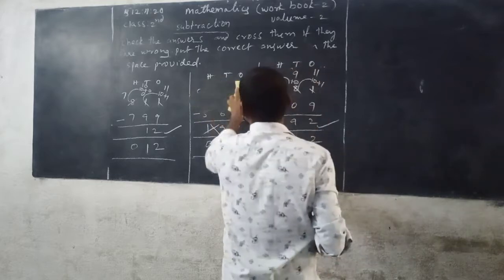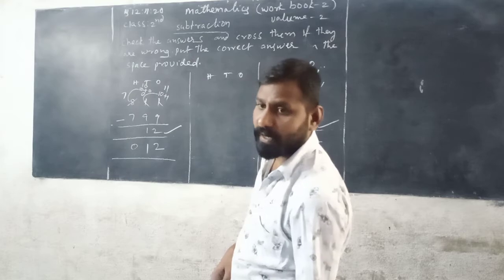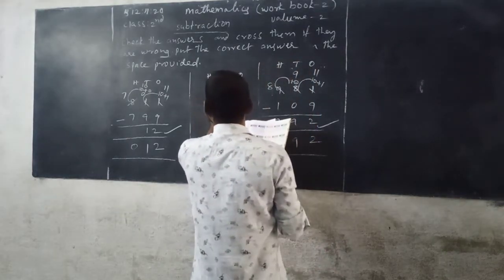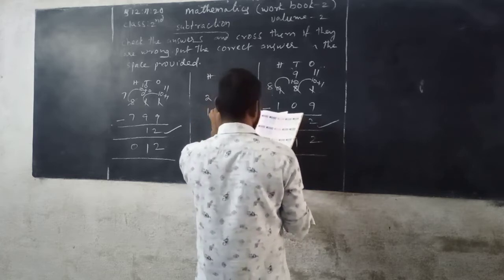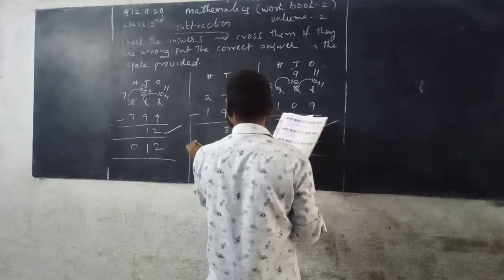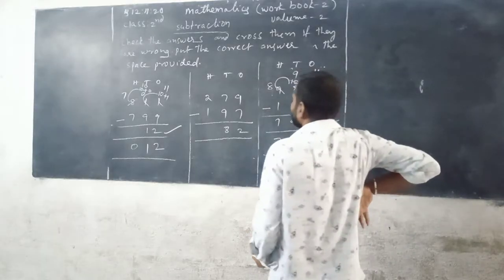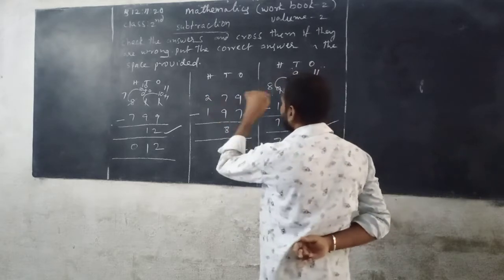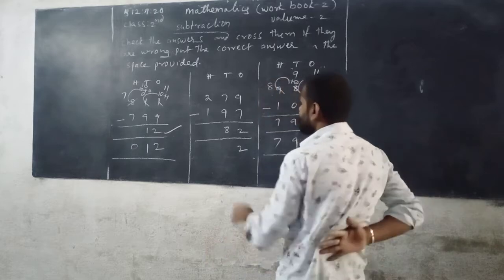279 minus 197 you can get 82. See, once you check it here, listen carefully. First subtract the digits in one's place. 9 minus 7 you can get 2. Correct only. Next we subtract the digits in tens place. 7 minus 9 possible? Not possible because 7 is less than 9.